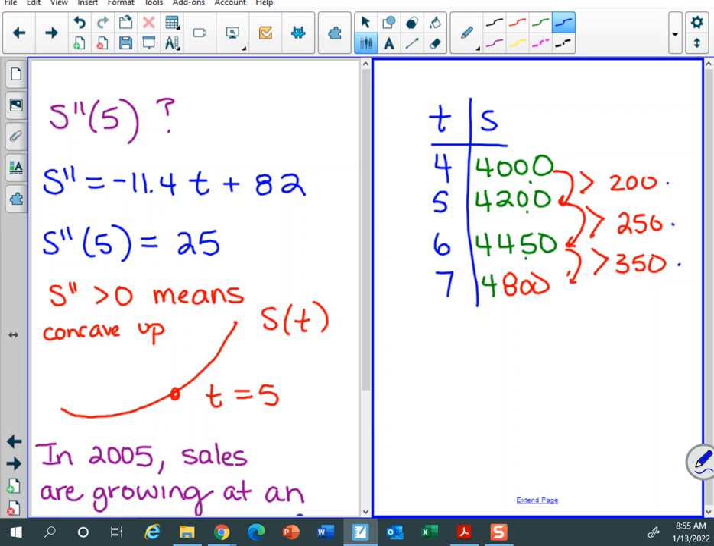The fact that this is getting bigger is the first derivative. The fact that the difference in those numbers is also getting bigger, that's a leap of 50, but that's a leap of 100, that's the second derivative. First derivative measured here, described here, second derivative described out there.